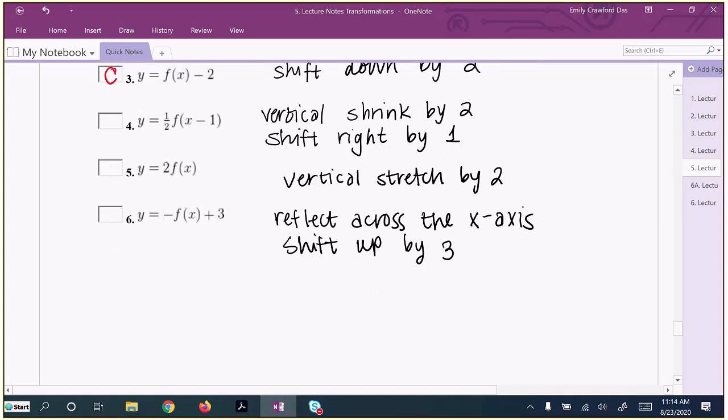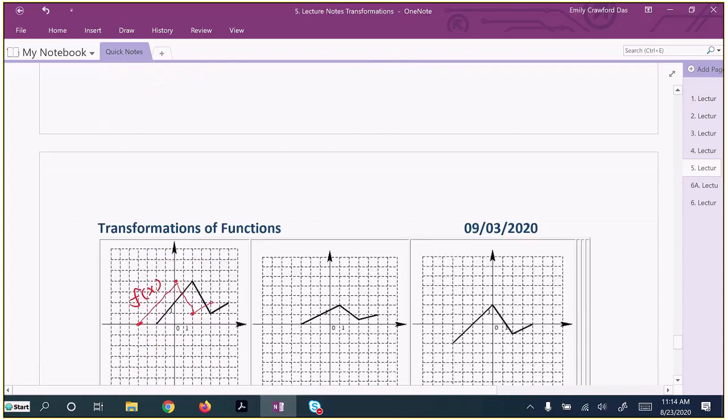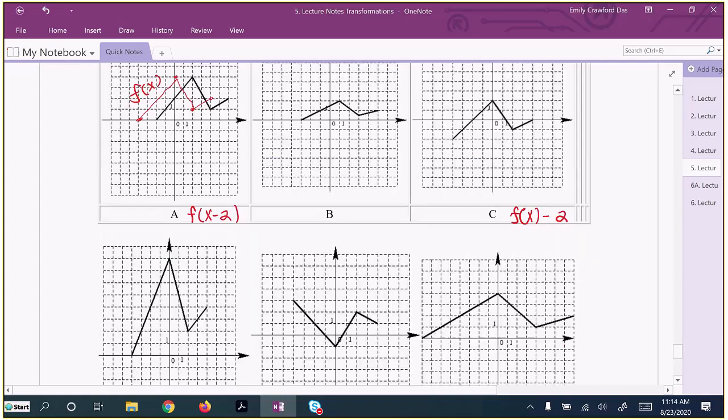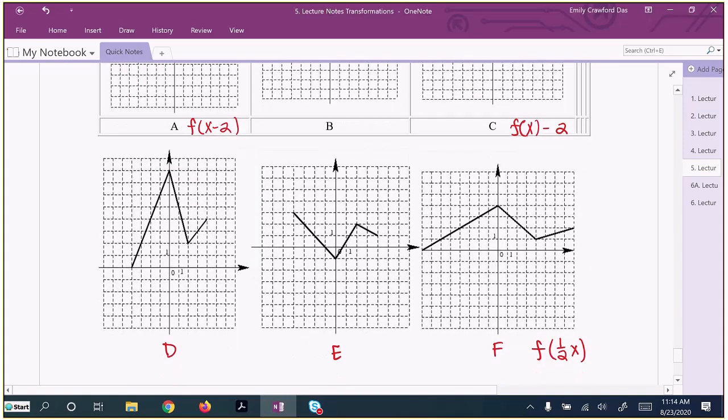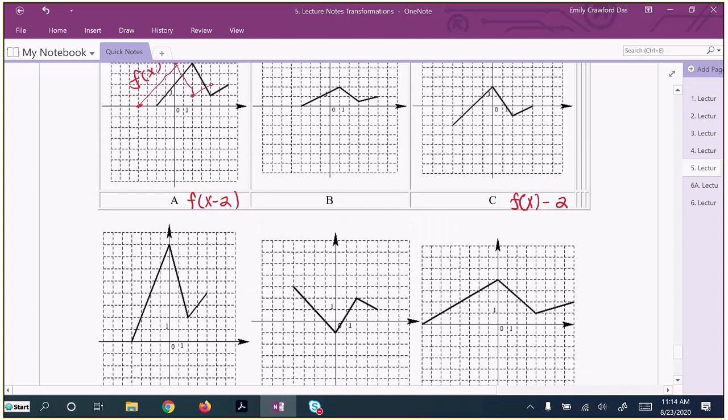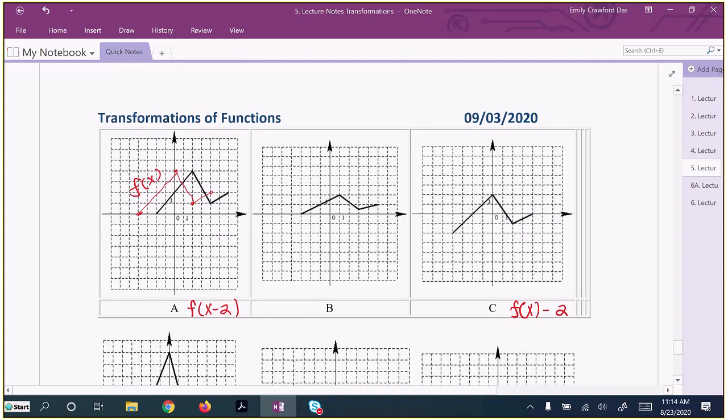And vertical shrink by 2 with shift right by 1, that's number 4. Let's take a look. Vertical shrink by 2, shift right by 1. Well, clearly D is not a vertical shrink because the graph has gotten much taller. And E, one thing I noticed about E is that it has this reflection. So that's not my correct graph. So I believe it should be B.